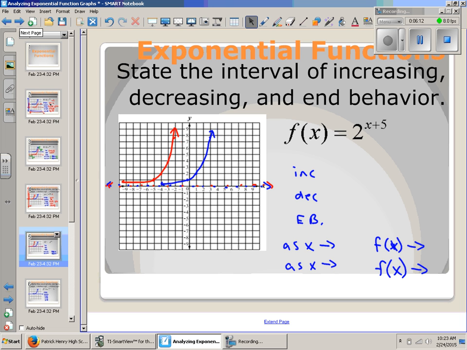Now let's do increasing, decreasing. Notice here we're never decreasing. And we're always going up. So we're increasing between negative infinity and infinity. End behavior, we're going left to negative infinity, down. This time the red goes down and it doesn't go any lower than 0. So negative infinity to 0. We're going up to positive infinity, right to positive infinity.